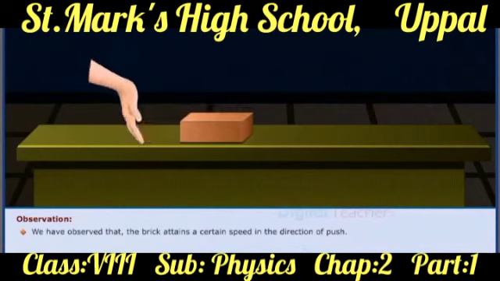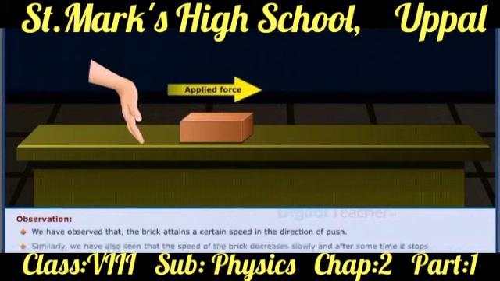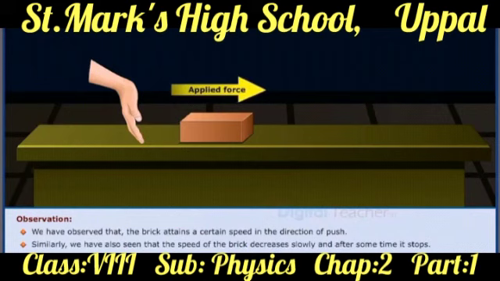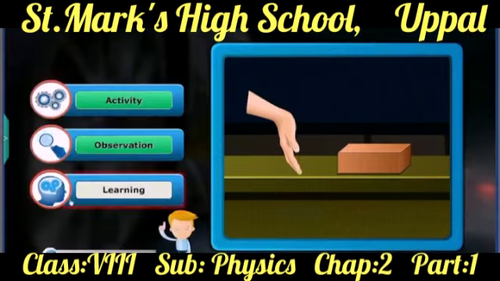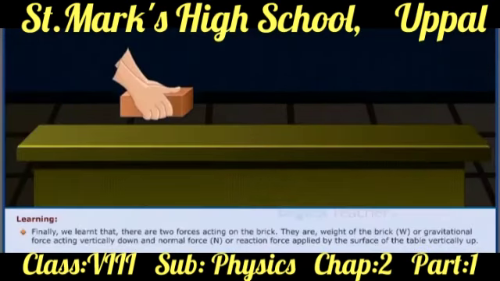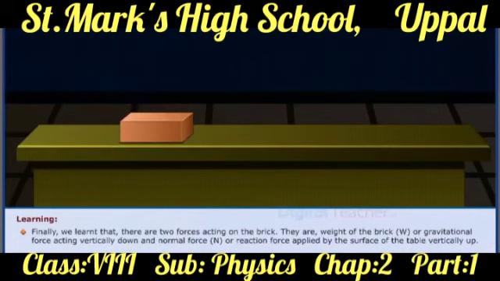We have observed that the brick attains a certain speed in the direction of push. Similarly, we have also seen that the speed of the brick decreases slowly and after some time it stops. Finally, we learned that there are two forces acting on the brick. They are the weight of the brick, that is W, or gravitational force acting vertically down, and the normal force, that is N, or reaction force applied by the surface of the table vertically up.